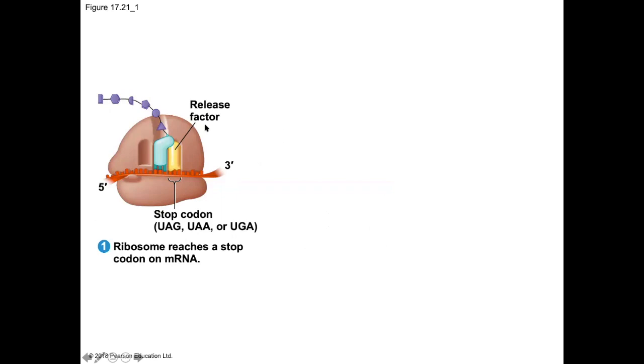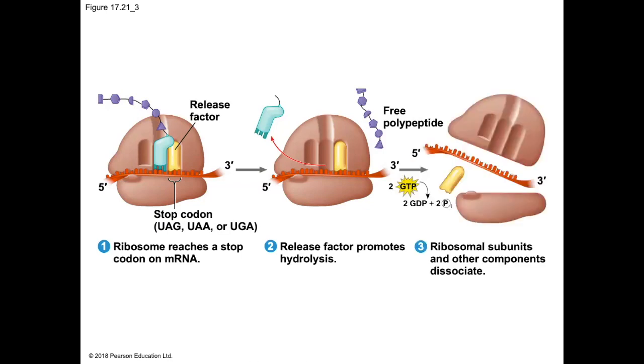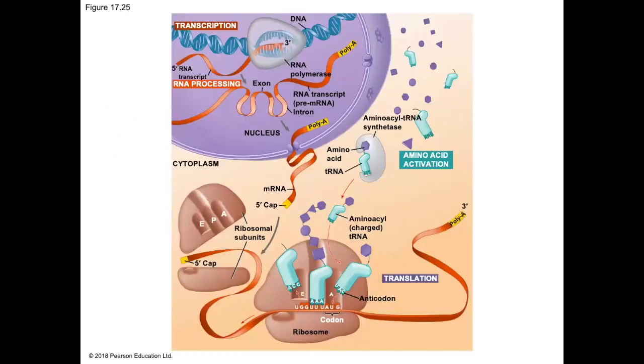So once the ribosome reaches the stop codon, it will accept a release factor which promotes hydrolysis. From your Gen Bio 1 class, hydrolysis would be the breaking of bonds in a molecule. So that hydrolysis process will cause the ribosomal subunits and the other components to dissociate. And the polypeptide is also finished by that time.